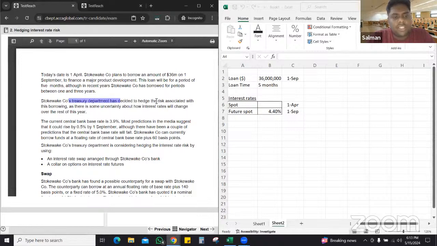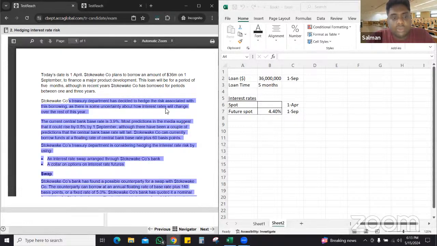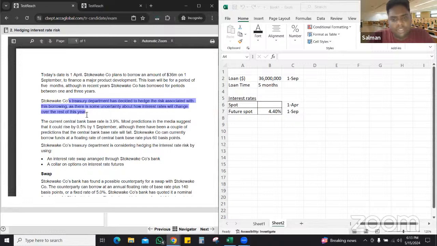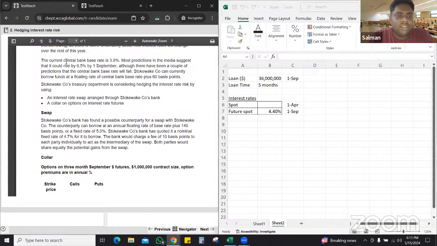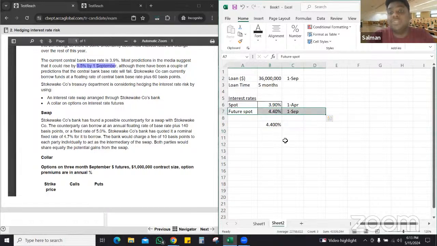Stockwave Company's treasury department has decided to hedge the risk associated with this borrowing, as there is some uncertainty about how interest rates will change over the rest of this year. They are hedging because of interest rate uncertainty, interest rate risk. The current central bank base rate is 3.9%. So the current spot rate is 3.9%. Most predictions in the media suggest that it could rise by 0.5% by 1st of September. As you can see, when 3.9% increases by 0.5%, you get 4.4%. Which is given in the question itself, 4.4% on 1st of September.